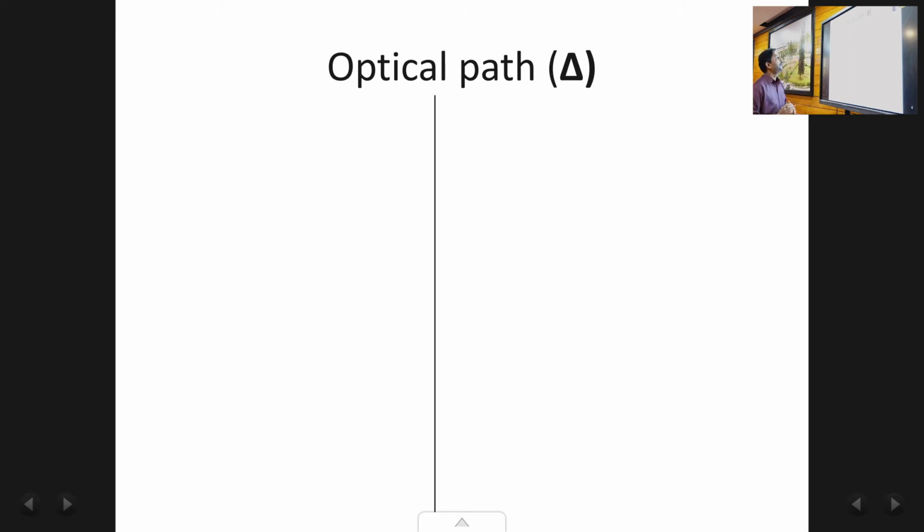Suppose this side I'm considering air, a ray of light traveling in air. We know that the speed of light in air or vacuum is around 3 into 10 raised to 8 meters per second. So if this ray of light is traveling in air, in 1 second it will travel a distance of 3 into 10 raised to 8 meters, in air, in 1 second.